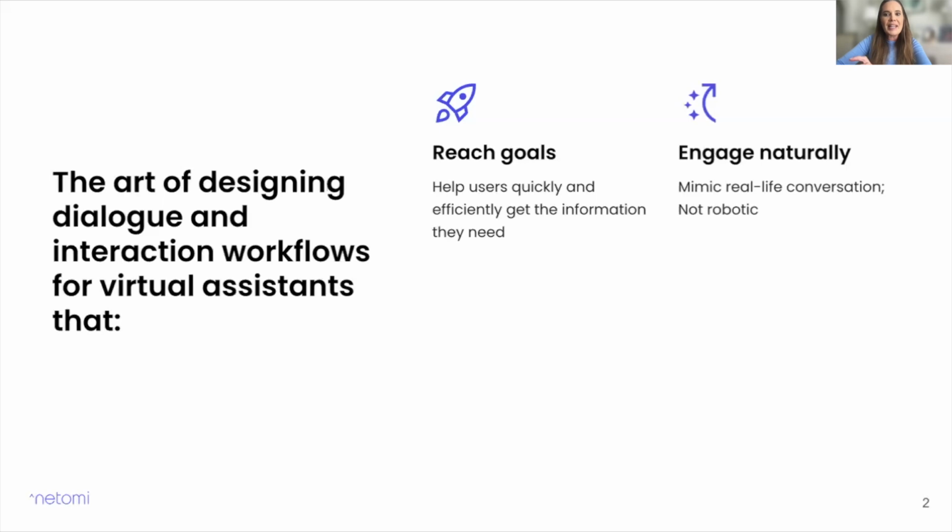We also want to engage naturally. We want to mimic real-life conversation. We don't want to sound robotic. We don't want to remind our users that they're, in fact, talking to a machine. We also want to adapt. We don't want to have the same experience for everybody. We want to tailor the interaction to the specific user that we're talking to and their context, and also pick up on sentiment so we can tailor the conversation even further.